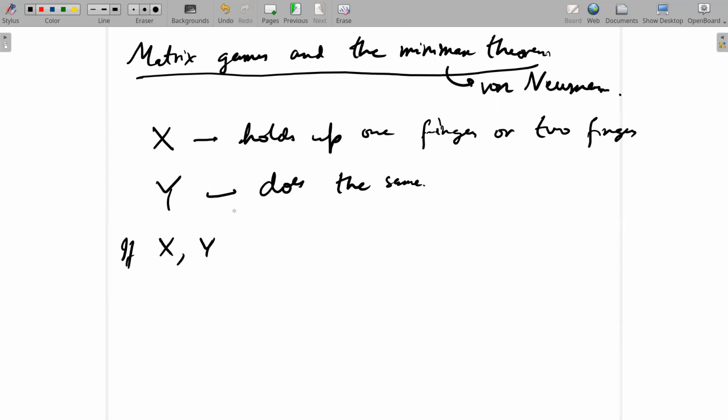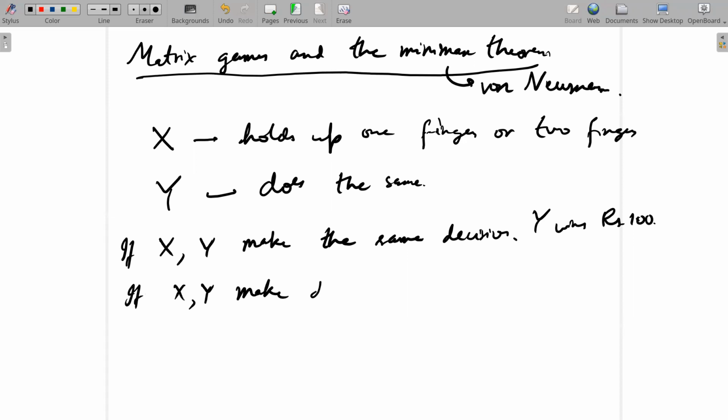Okay, so if X and Y make the same decision, meaning let's say X puts up one finger and Y puts up one finger, or both put up two fingers, then Y wins. Y wins 100 rupees. Now, if they make different decisions, then X wins. If X and Y make different decisions, for example, X holds up 1 and Y holds up 2, or X holds up 2 and Y holds up 1, then X wins.